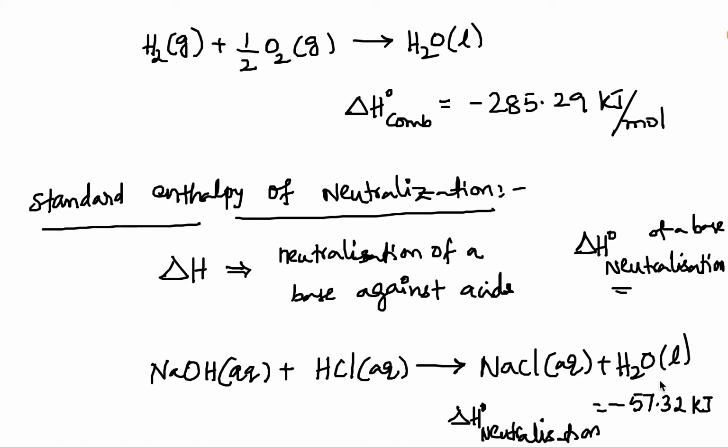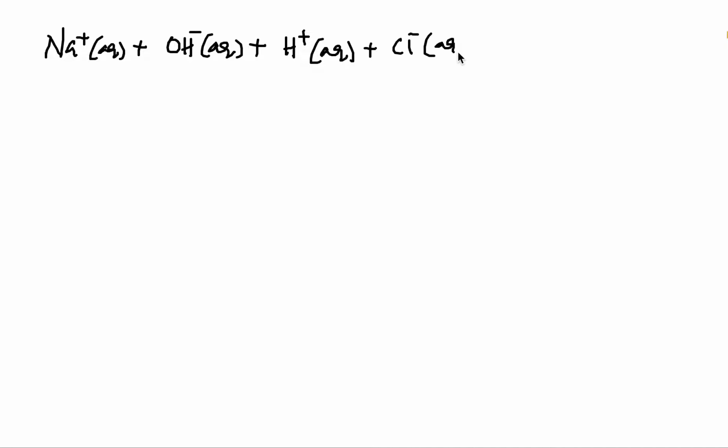So this is the overall molecular equation. Let's try to write the complete ionic equation. Why? Because these compounds are strong electrolytes, they dissociate into ions in water completely. So NaOH is present as Na+ (aq) and OH- (aq), and HCl is also a strong acid, therefore it exists as H+ and Cl- ions in the water.